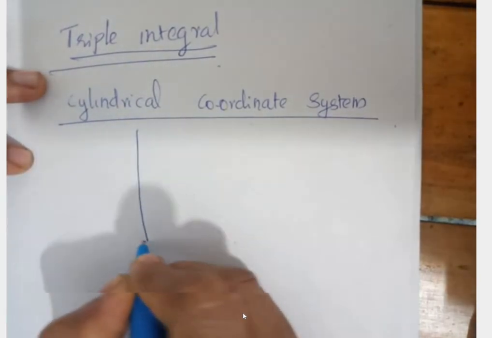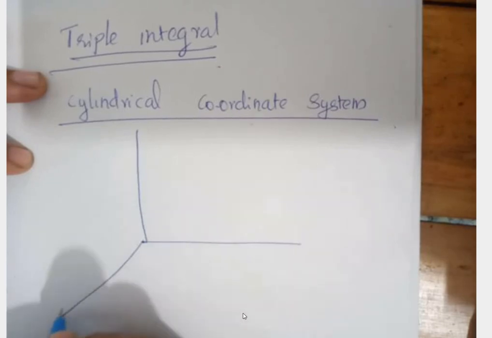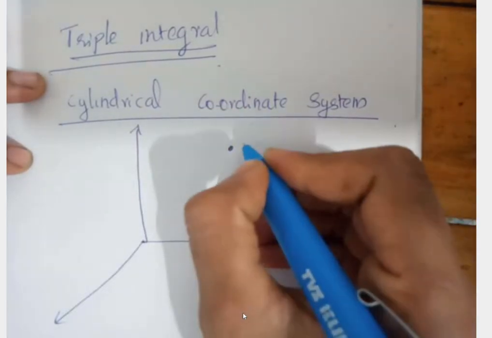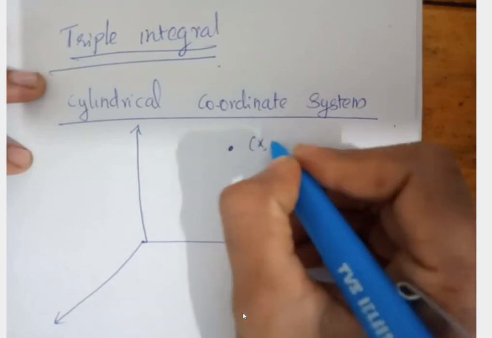In this, actually, this is the x, y, z axis. Consider this is a point x, y, z on this.